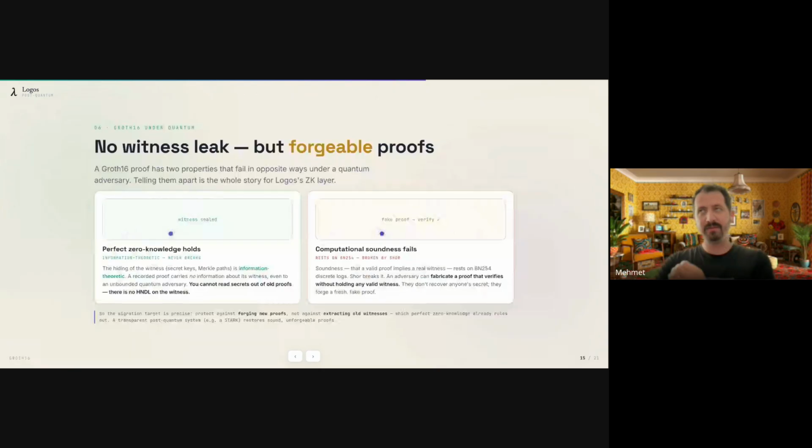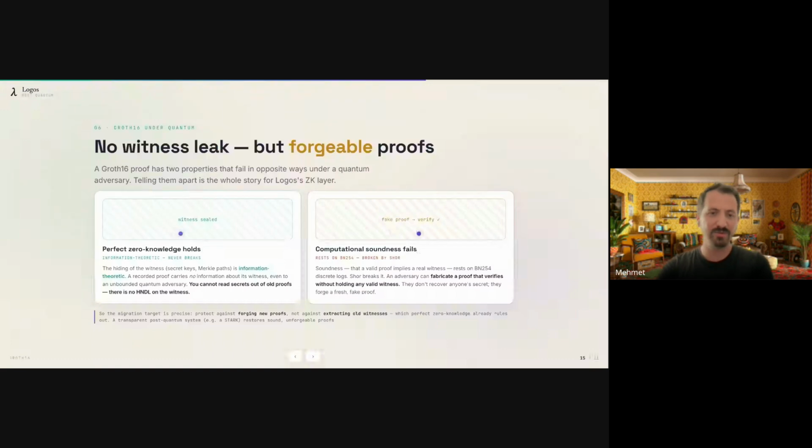And also, the other good thing for the zero knowledge protocol we used, the Groth16, it's a perfectly zero knowledge protocol. So therefore, even if attacker can see the proofs, old proofs, he cannot get the witness of that proofs. And this is also the really good property. Therefore, our proofs are secure against harvest now, decrypt later attacks. So no one can get the witness of that proofs.